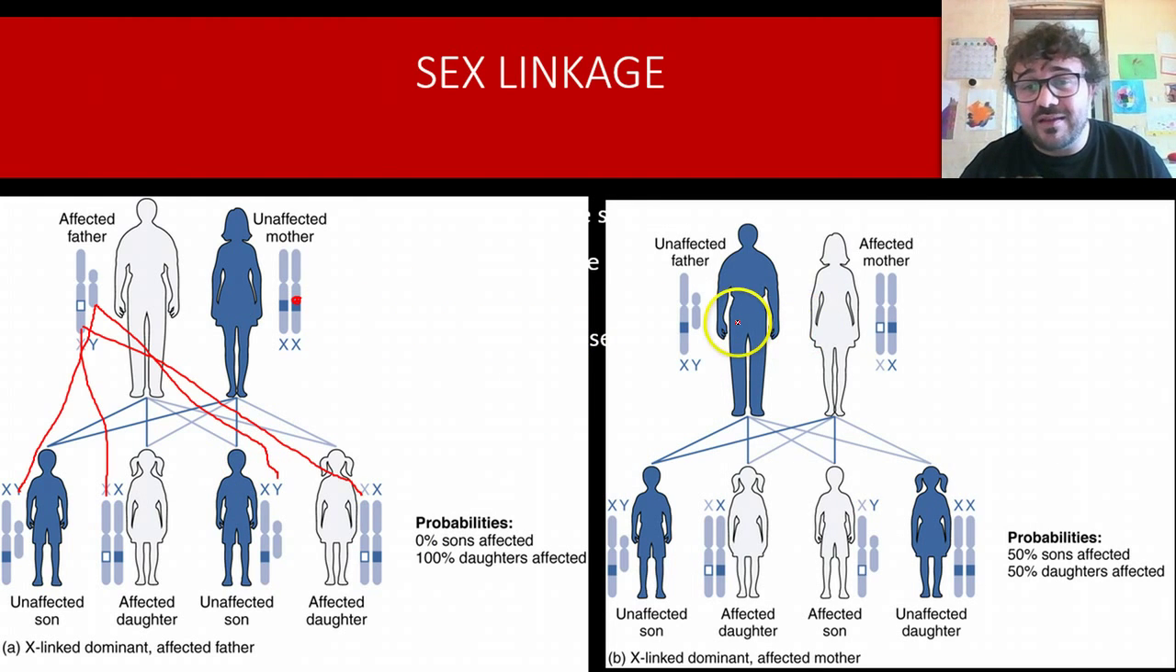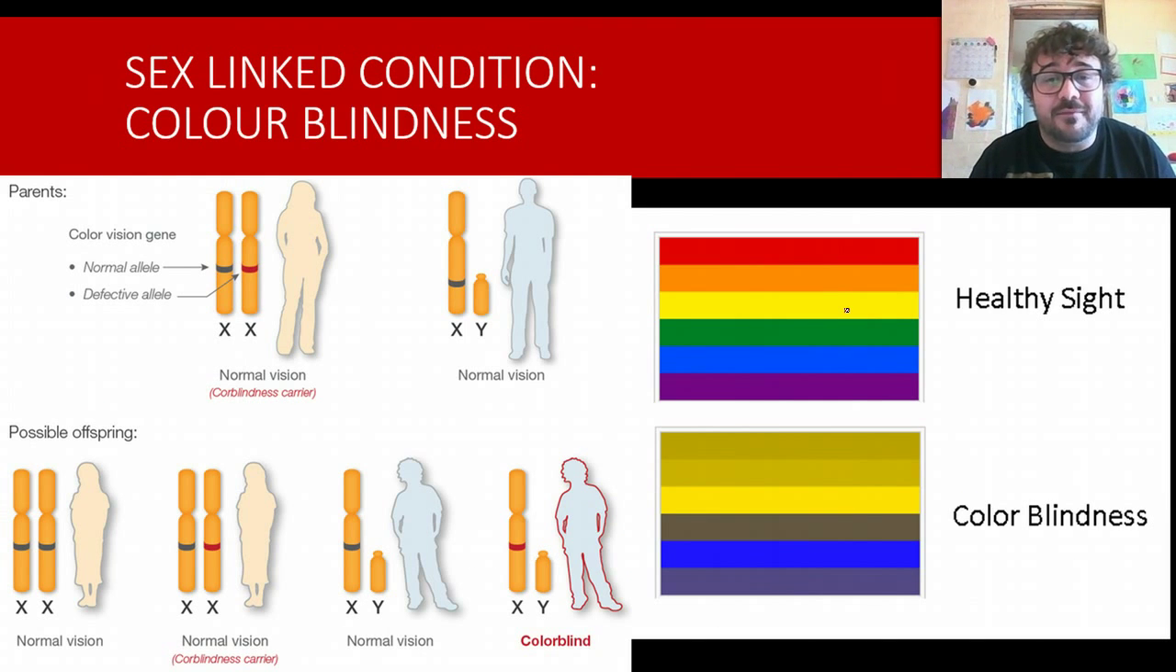So we have an unaffected father and an affected mother. What we see is that 50% of children of either gender get it, because the mother gives only X chromosomes, and she's got two to give, so it's a 50-50 split which one you're going to get. Let's look at color blindness.